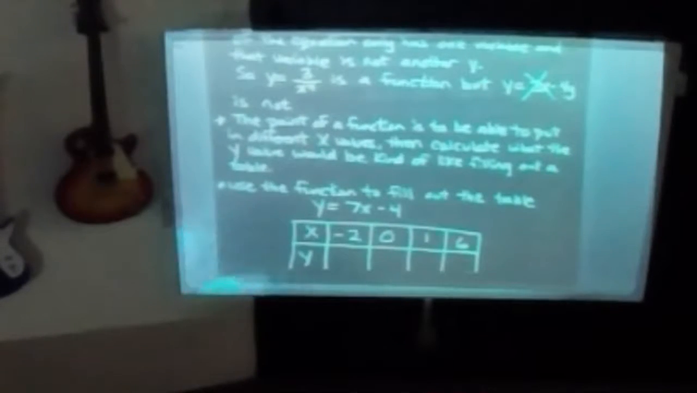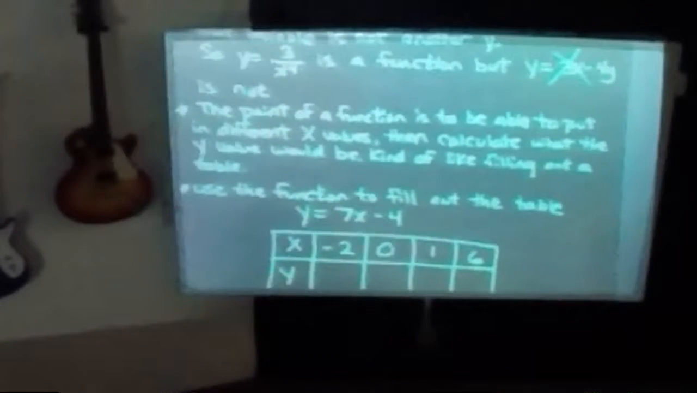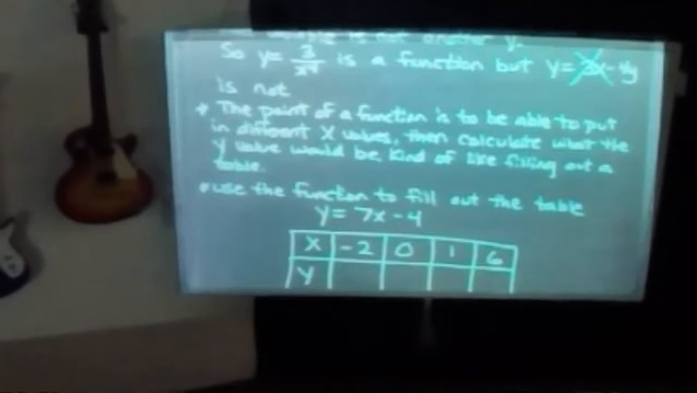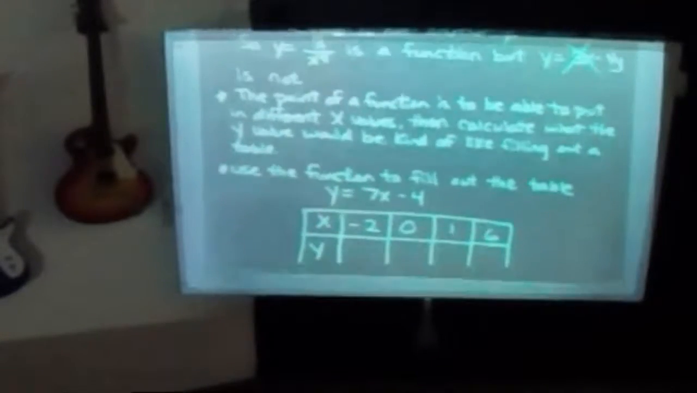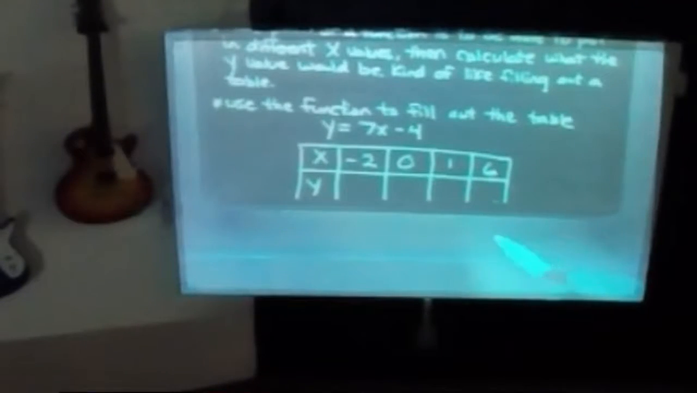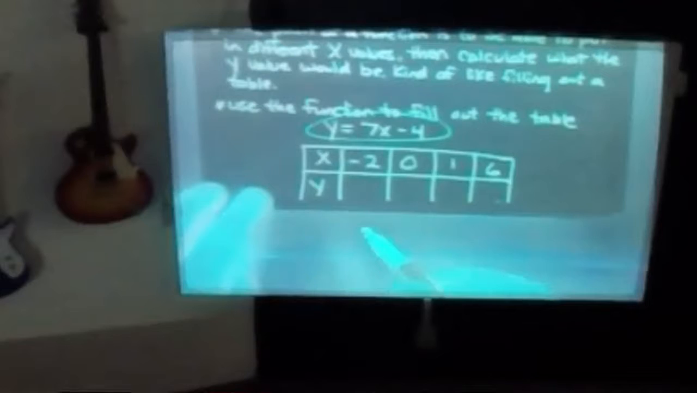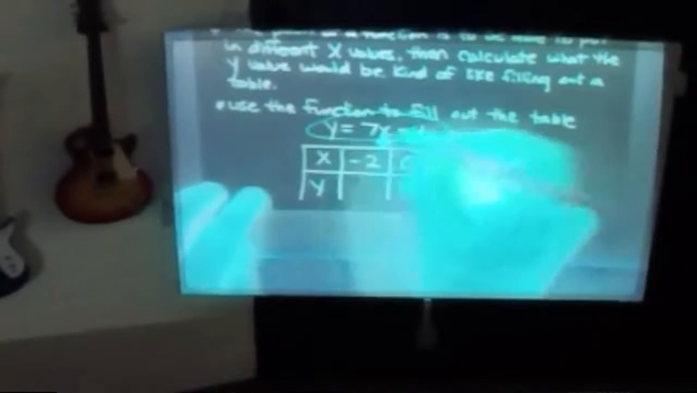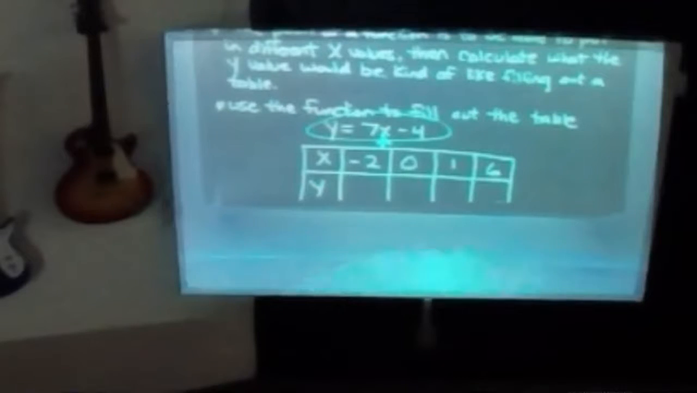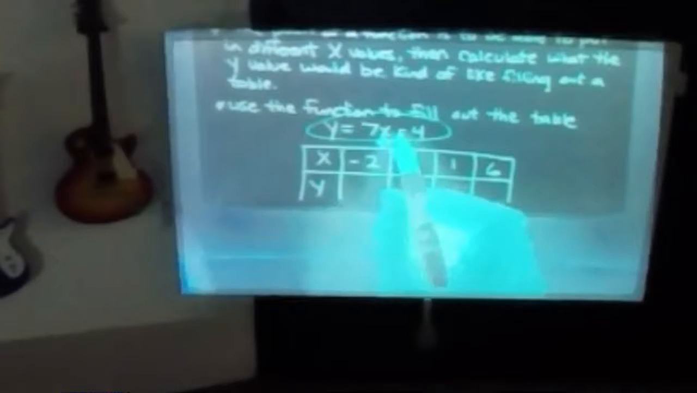Now what's the whole point? If it's y equals, it's a function. The point is that we can put in different x values. So if you have a y equals mx plus b, like what we have on our word problems, then we put in different numbers for x, crunch some numbers, and get some different answers. So use the function to fill out the table. We've got y equals 7x minus 4. This is our function. We want to put different numbers in for x and see what we get for y. So if we put in a -2, we would go, okay, 7 times -2 minus 4.